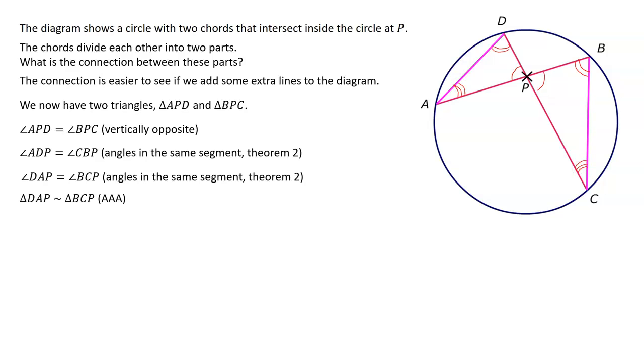So I can say that triangle DAP is similar to triangle BCP using AAA. Because the triangles are similar, we know that corresponding sides are in the same ratio. So I can say that AP over DP is the same as CP over BP, since CP corresponds to AP. Now I can cross multiply, multiplying by BP and by DP, to get the relationship AP times BP equals CP times DP.